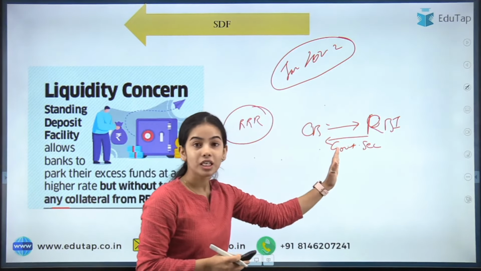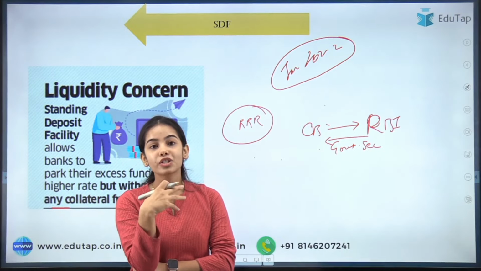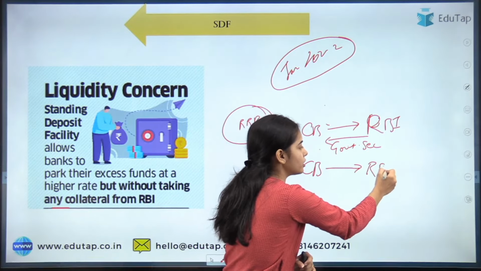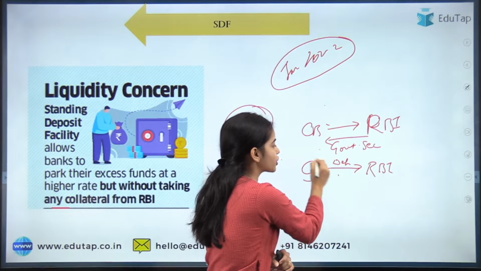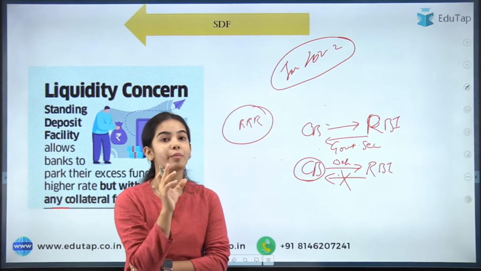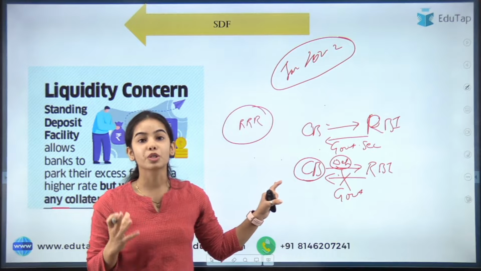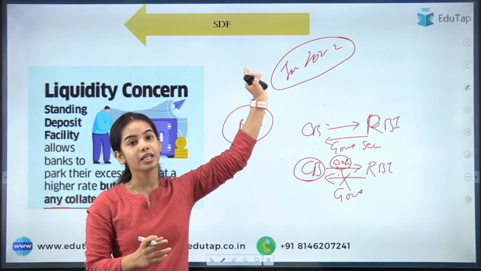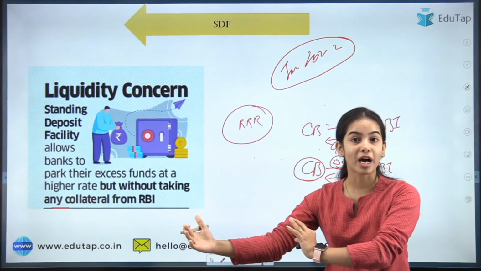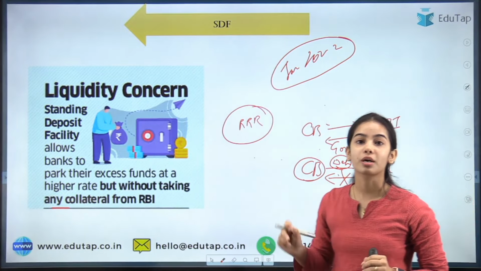The RBI does not have unlimited government securities, so it thought: why not create an instrument where we take the deposits from the commercial banks, but we do not give the government securities? The RBI will only take the deposits, and this is known as the standing deposit facility. That is, the commercial banks give deposits to the Reserve Bank of India, but the RBI does not have to give government securities to the commercial banks.